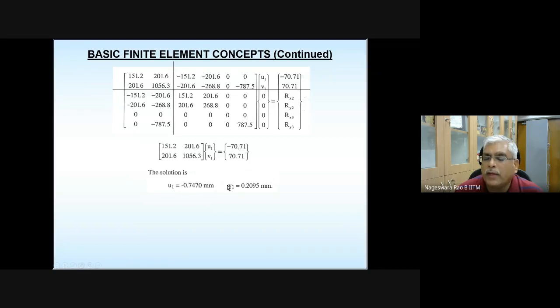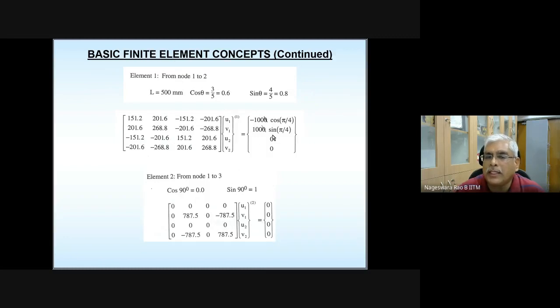Once you get U1, V1, you go to the element equations and substitute the U1 value and V1 value, with U2 is 0, V2 is 0. At those locations where the displacements are zero, reactions are going to be developed. You can easily solve and find them. Or once you get U1, V1, you can go back to this relation.